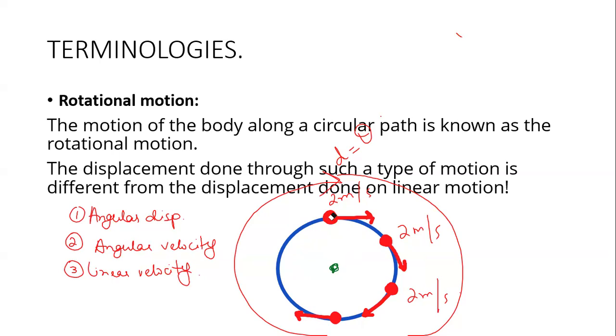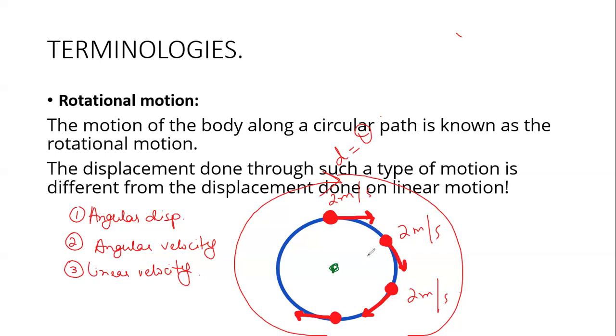Angular velocity is like the overall velocity, right? Linear velocity is the instantaneous velocity. What is the velocity at this specific point? That is linear velocity. And the overall velocity is the angular velocity.